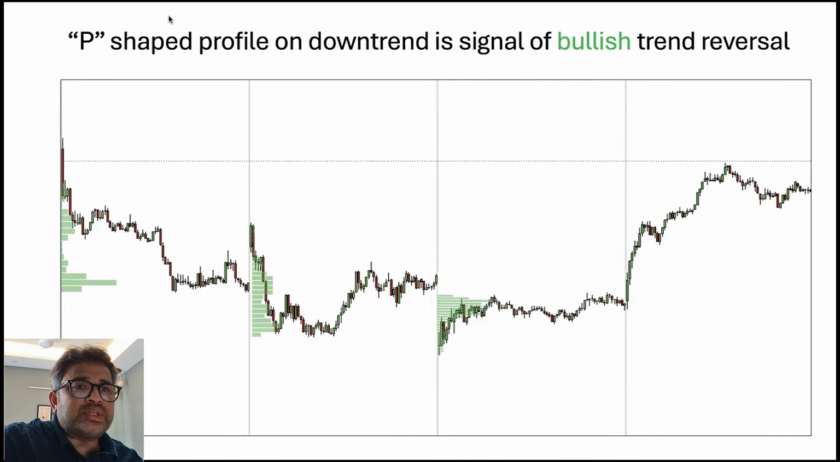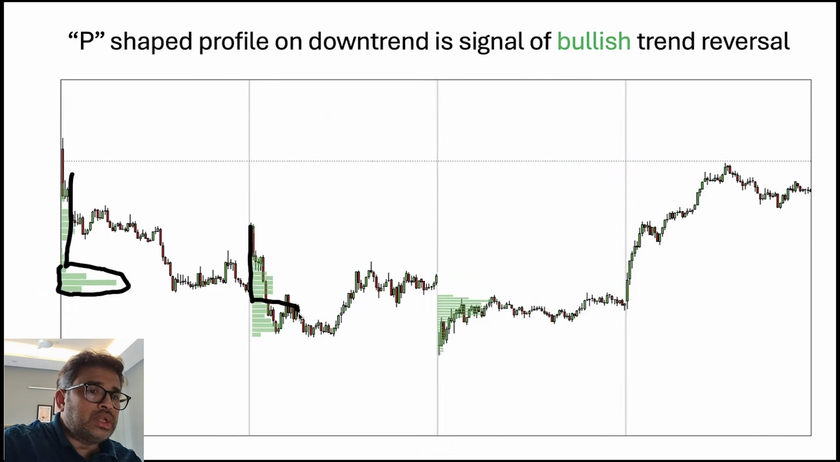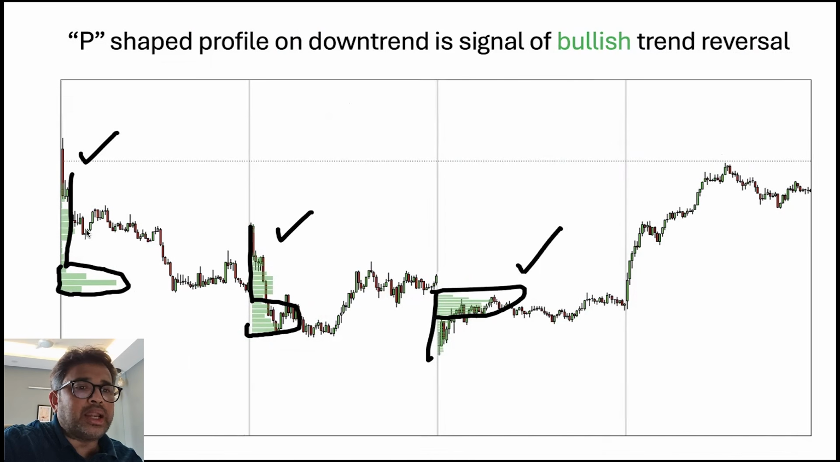Also, I said a P-shaped volume profile in a downtrend is a signal of bullish trend reversal. So you can see that this is the P-shaped, right? Because the highest volume is at the down. Here also you can see the highest volume at the down. After back-to-back B-shapes, on the third day it happened, a P-shape, right? After back-to-back B-shape profiles, the next day it's a P-shape profile.